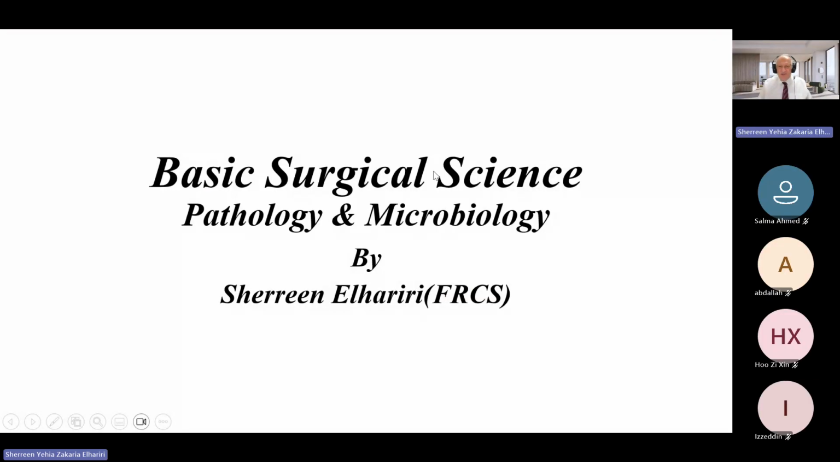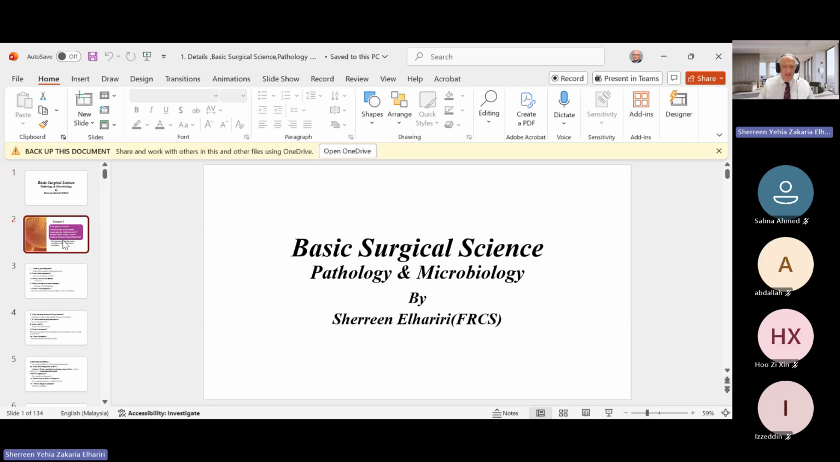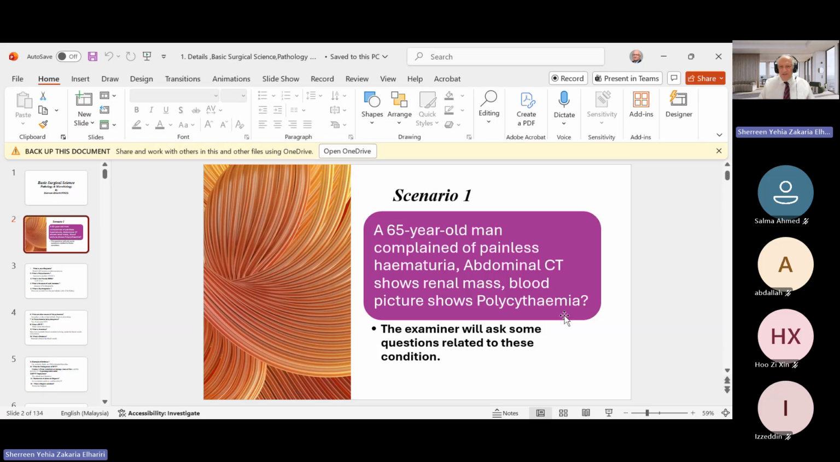Basic surgical science. It is pathology. In England, pathology includes microbiology and even parasitology. So you can find they ask you about something like infection and all this. Usually in exams, they give you a scenario, a little scenario.